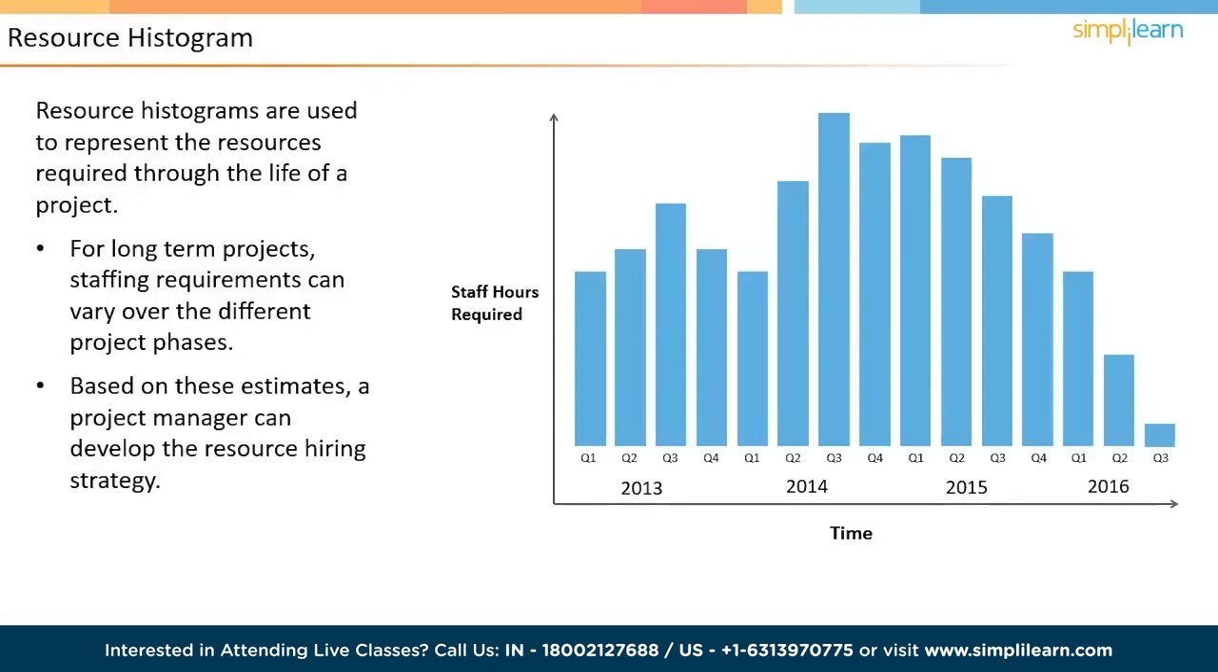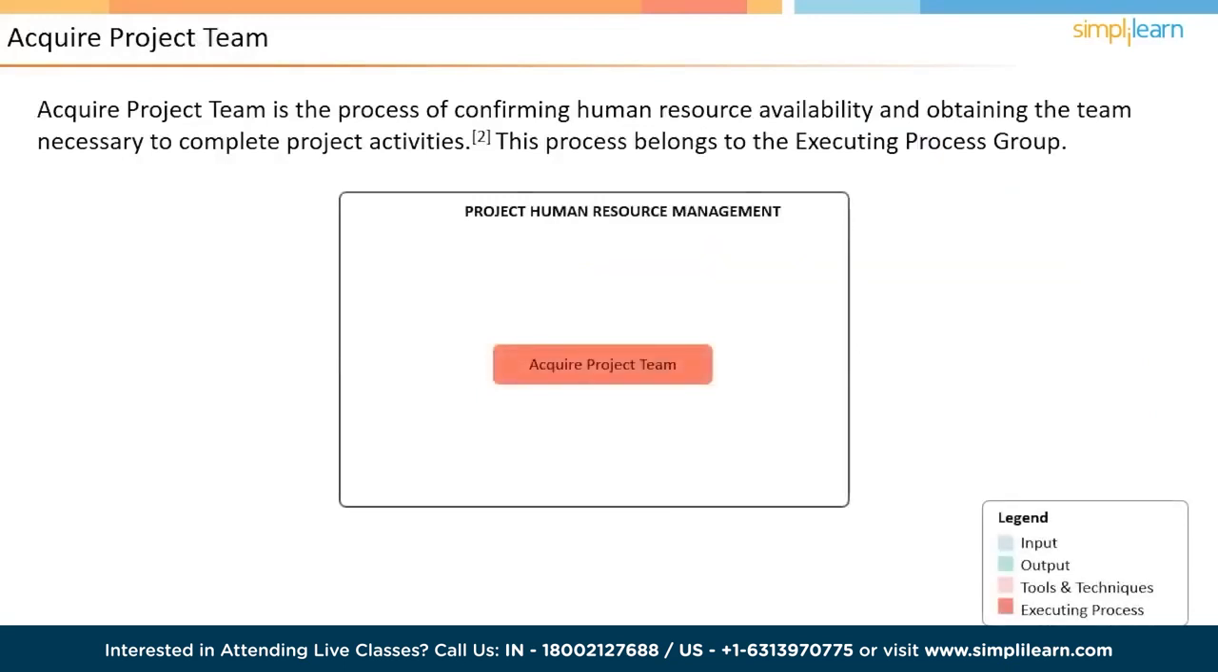Project Team. Acquire Project Team is the process of confirming human resource availability and obtaining the team necessary to complete project activities. This process belongs to the Executing Process Group. Acquiring resources may not be required in the planning phase. Therefore, it is done in the execution phase. Though you may plan to acquire a few in the planning phase, major acquisition is done in the execution phase.